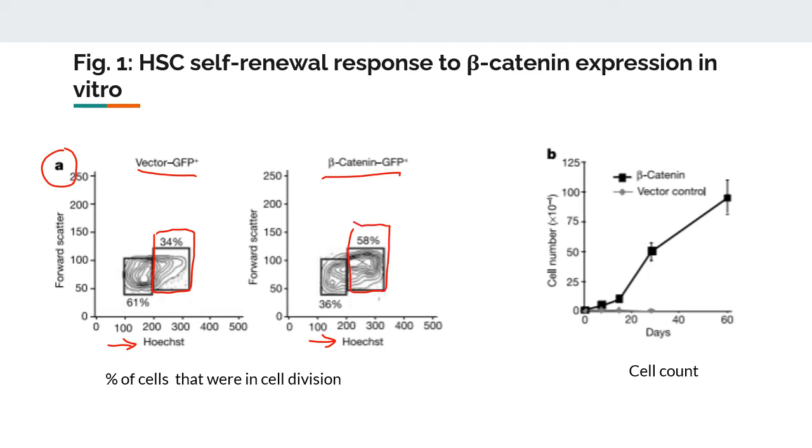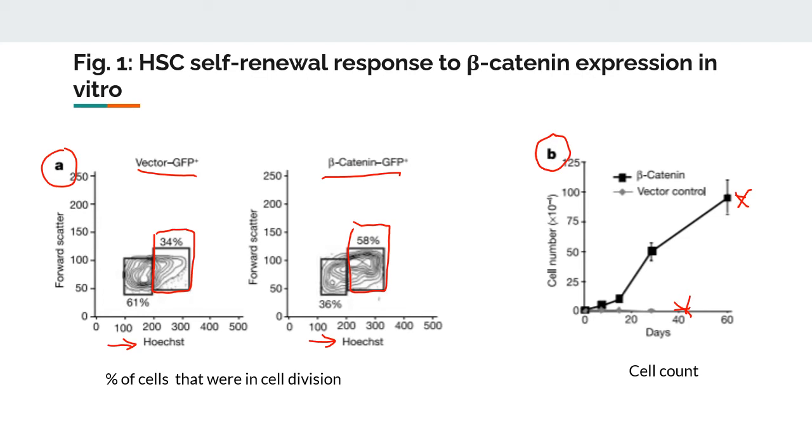So as you can see, vector control GFP positive only had about 34% of its cells actively dividing, whereas beta-catenin with GFP positive had about 58%, which shows that these cells did in fact expand. But to do another test, they also did a very simple cell count, where the black is the beta-catenin and the gray is the vector control.